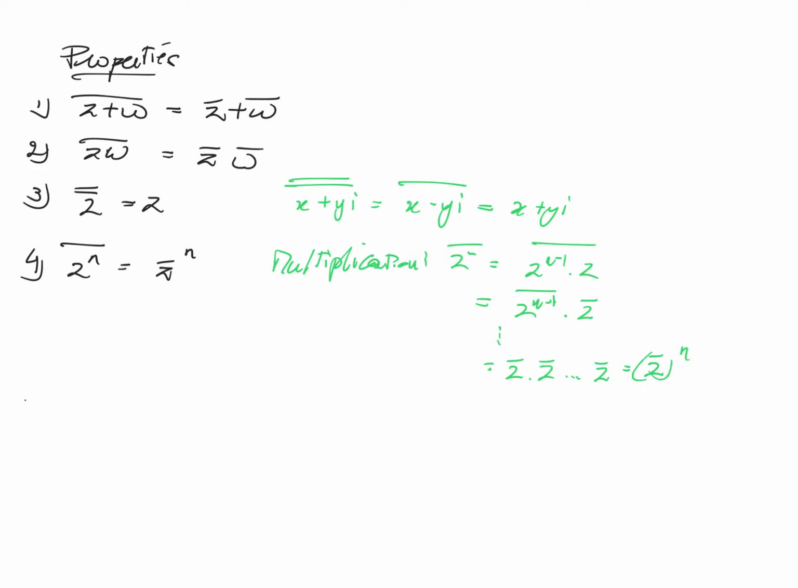And then the fifth property: if a multiplication of two complex numbers is 0, then this means that either z is equal to 0 or w is equal to 0. So if my multiplication gives me 0, one of both numbers has to be 0.